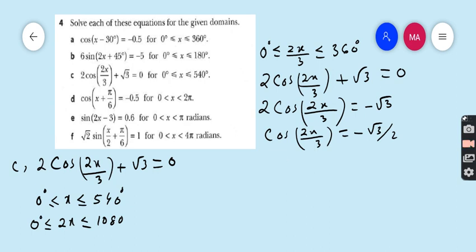see this, the cos value is given negative. Cos is negative in the second and in the third quadrant. So the first value must be greater than 180 and the second value must be greater than 90 and less than 180. How can this be achieved? Very easy.